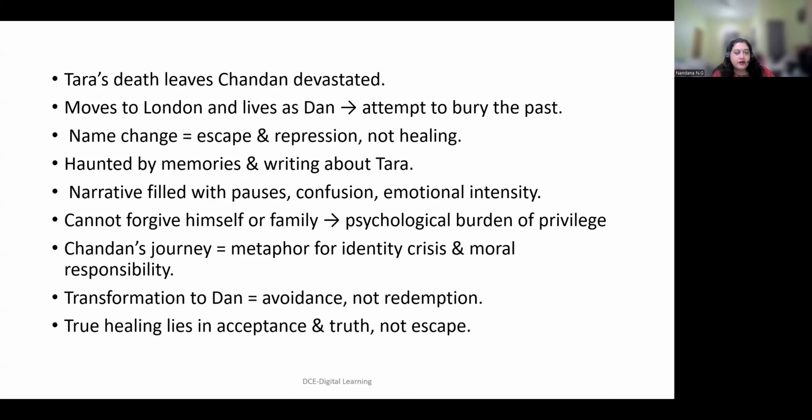His narrative is filled with pauses, confusion, and emotional intensity. He cannot forgive himself or his family. He is carrying the psychological burden of privilege. Chandan's journey can be considered a metaphor for identity crisis and moral responsibility. The transformation of Chandan is to avoid family, that is, the sole living member, his father, not redemption. True healing lies in acceptance and truth, not escape.